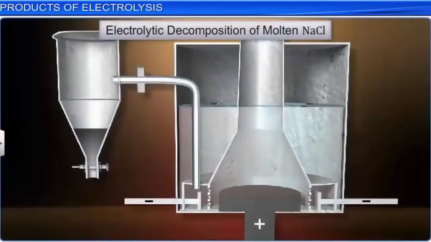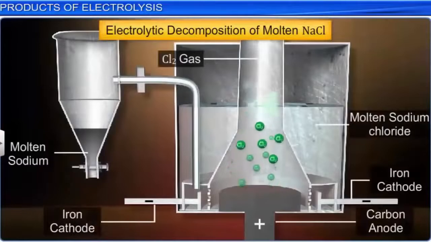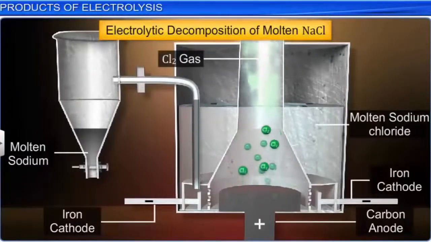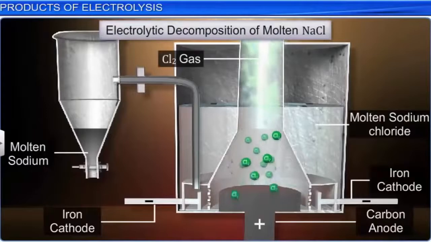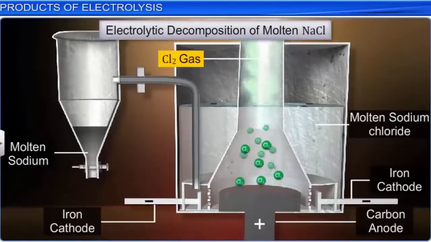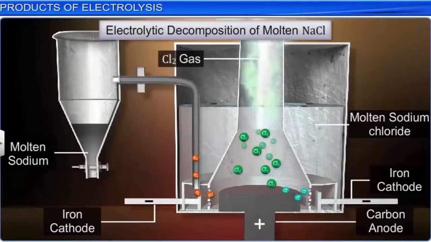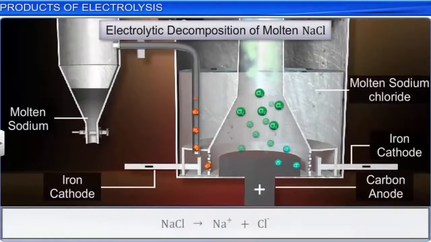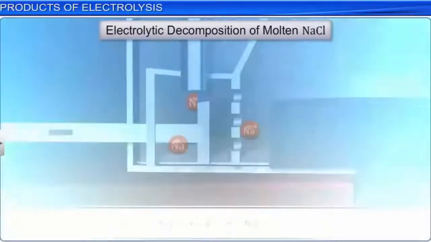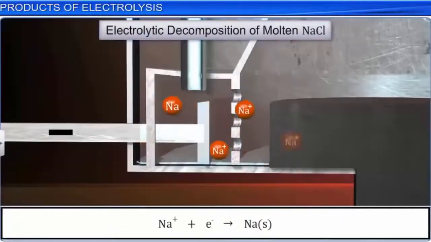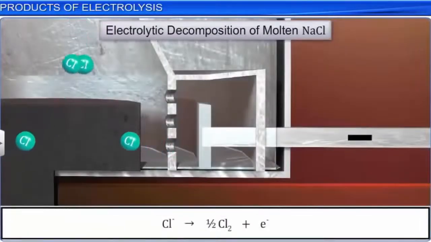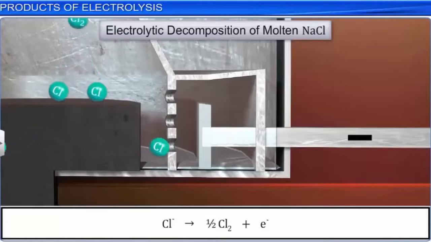For example, the electrolytic decomposition of molten sodium chloride will produce sodium metal and chlorine gas. In this case, only one cation, that is, the sodium ion, and one anion, that is, the chloride ion, are produced. Sodium ions are reduced to sodium metal at the cathode, while chloride ions are oxidized to chlorine gas at the anode.